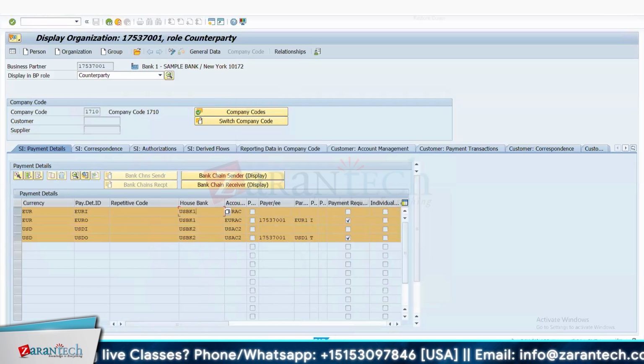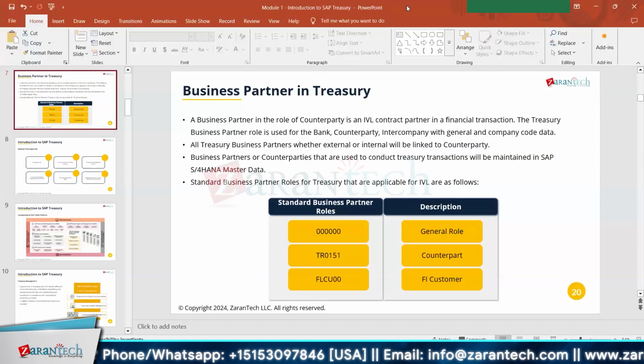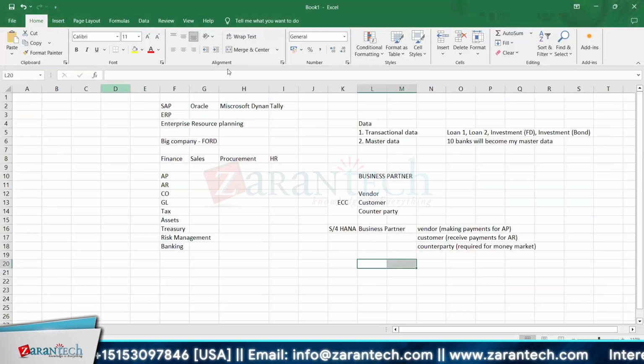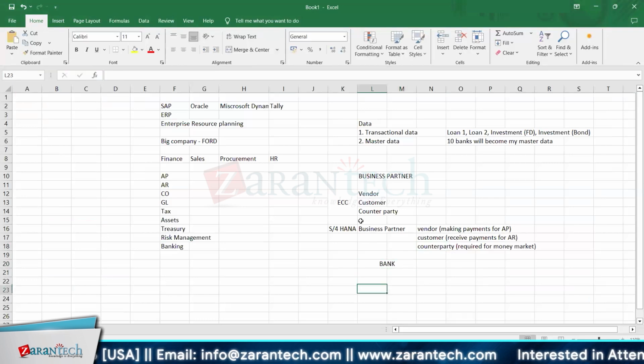I don't think everyone is familiar with the concept of house bank, right? So I think I should explain that also. Let me know if you guys are following. Otherwise, please let me know if you want me to explain in more detail. I can do that. Let me give some basic concepts about bank also.